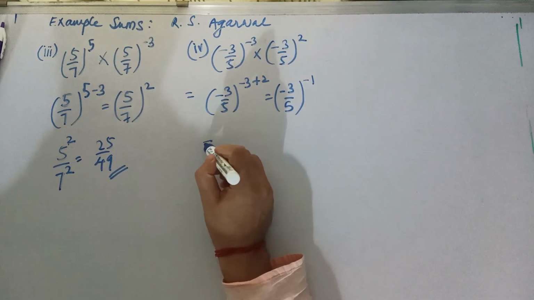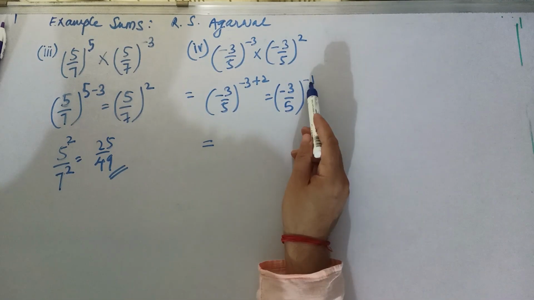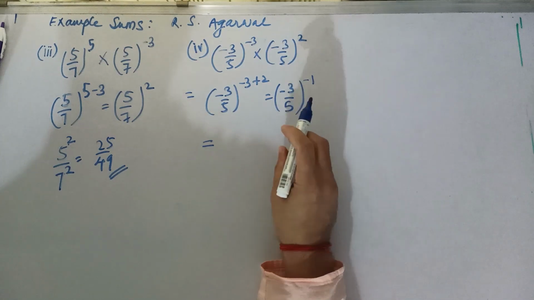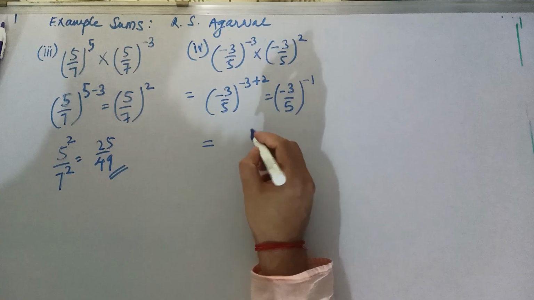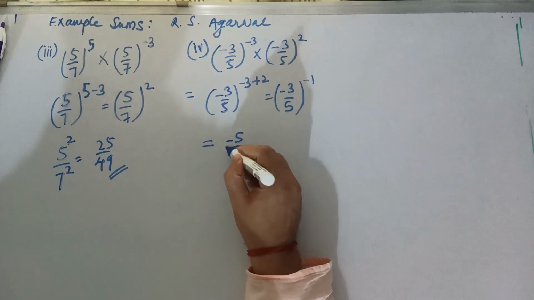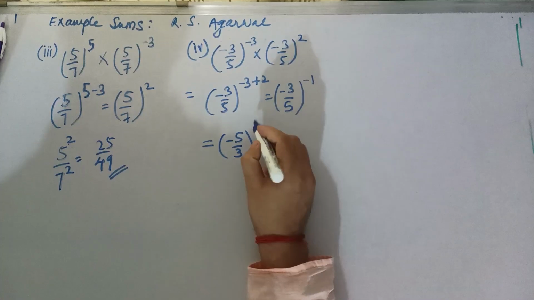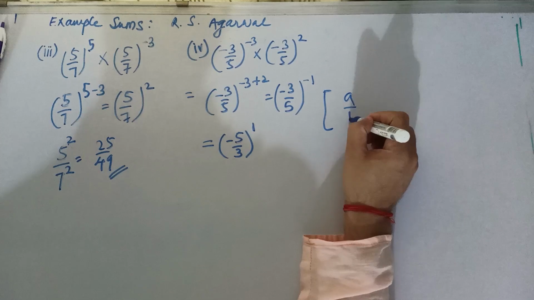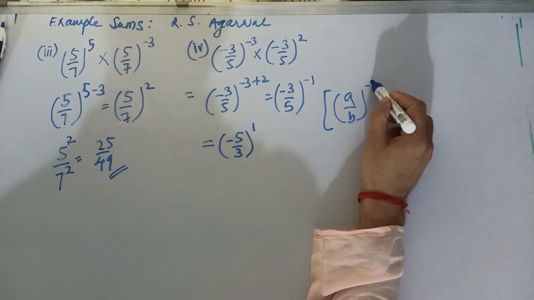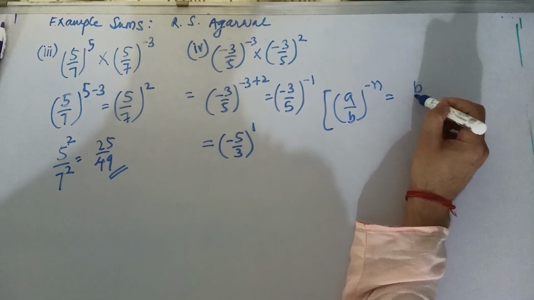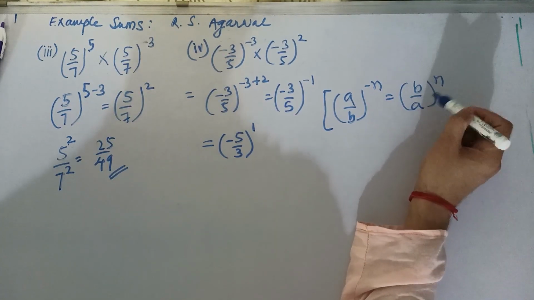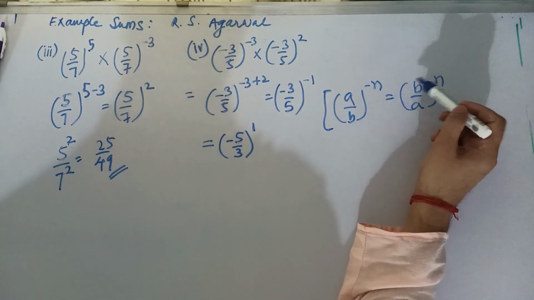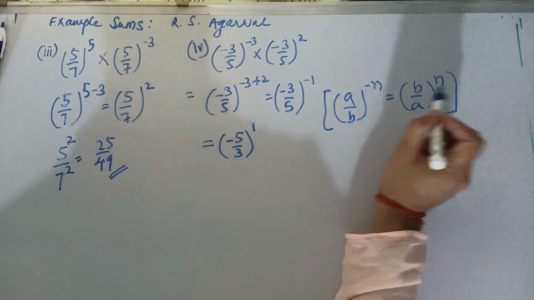And this can be written as, whenever we have a negative sign and the base is in the form of a fraction, what will happen? It will be reciprocal. So 5 upon minus 3, and the sign of the power will change, it will be 1. Which law are we using here? Important thing: (a/b)^-n is equal to (b/a)^n. So the fraction becomes reciprocal, and the sign of the power changes.